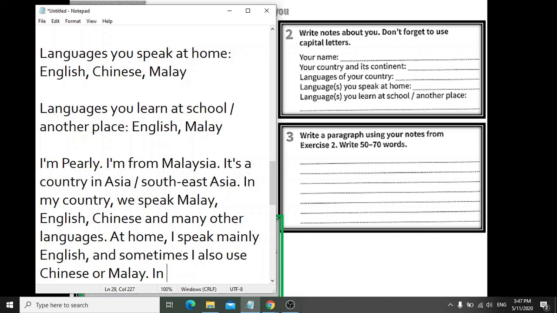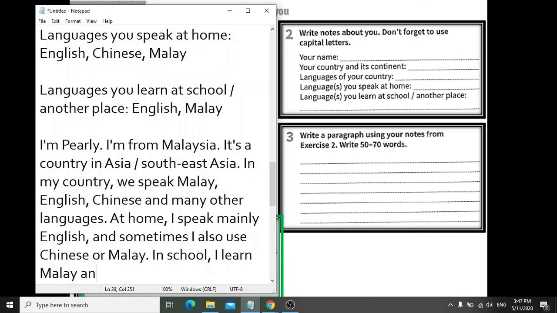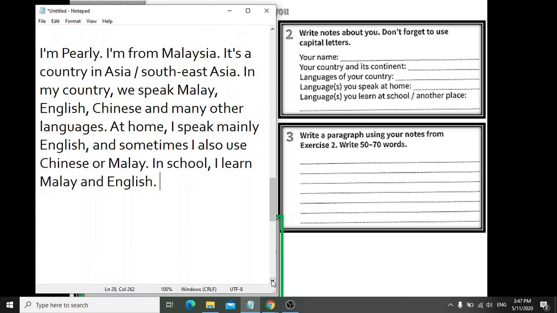All right, so I'm just going to make it simple. I'm going to use school. Okay, in school I learn Malay and English. Okay, so here, this is the writing that you should have. Okay, so as long as you fulfill the requirement 50 to 70 words and you use the information you have drafted out in exercise 2, then you have a correct answer here.